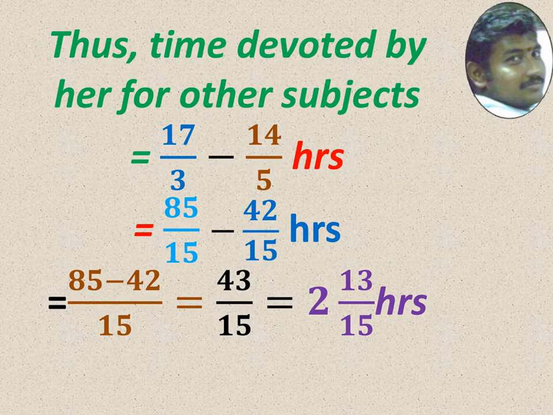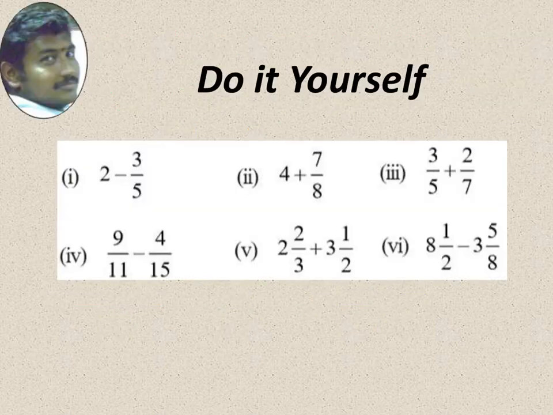Now easily we can subtract. Take the common denominator 15. Subtract only the numerators. 85 minus 42 is equal to 43. 43 by 15. Now we can make it into a mixed fraction. 15 times 2 is 30, isn't it? So the remainder is 13. So 2 13 by 15 is the answer.